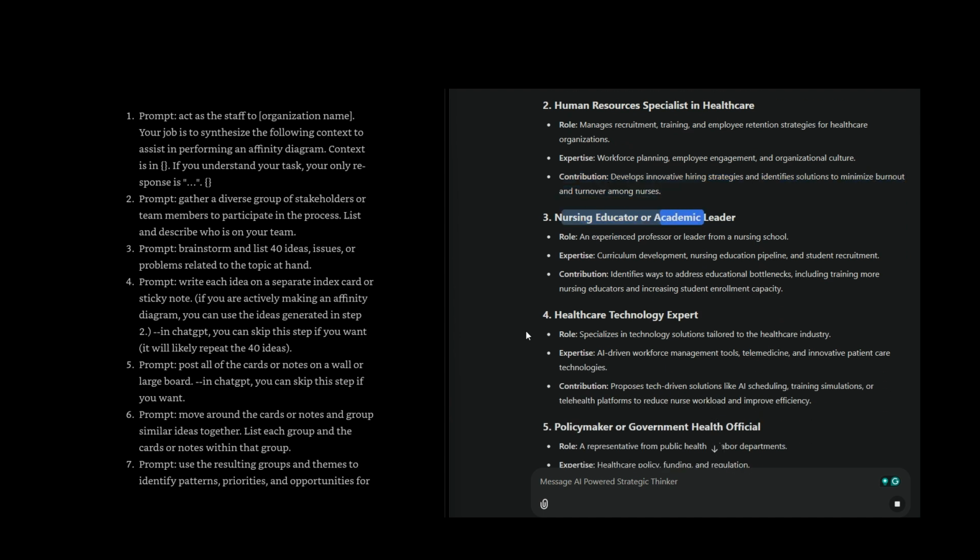3. Nursing educator or academic. Role: an experienced professor or leader from a nursing school. Expertise: curriculum development, nursing education pipeline, and student recruitment. Contribution: identifies ways to address educational bottlenecks, including training more nursing educators and increasing student enrollment capacity.